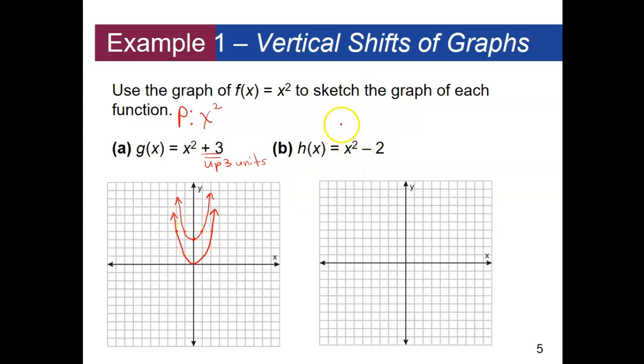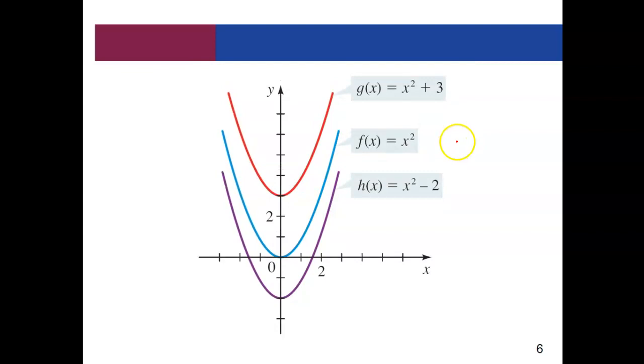Here, this one again, the parent graph is simply x squared, and this one indicates it's shifted down by 2 units. So we start with the same standard graph, except we're going to move it down 2 units. So it's going to look something like this, where we've taken and shifted the whole graph down by 2 units. Okay, if you look at this more professionally done graph, you can see again the blue is going to be the parent graph, the red is the shift up 3 units, and the purple is the shift down 2 units.